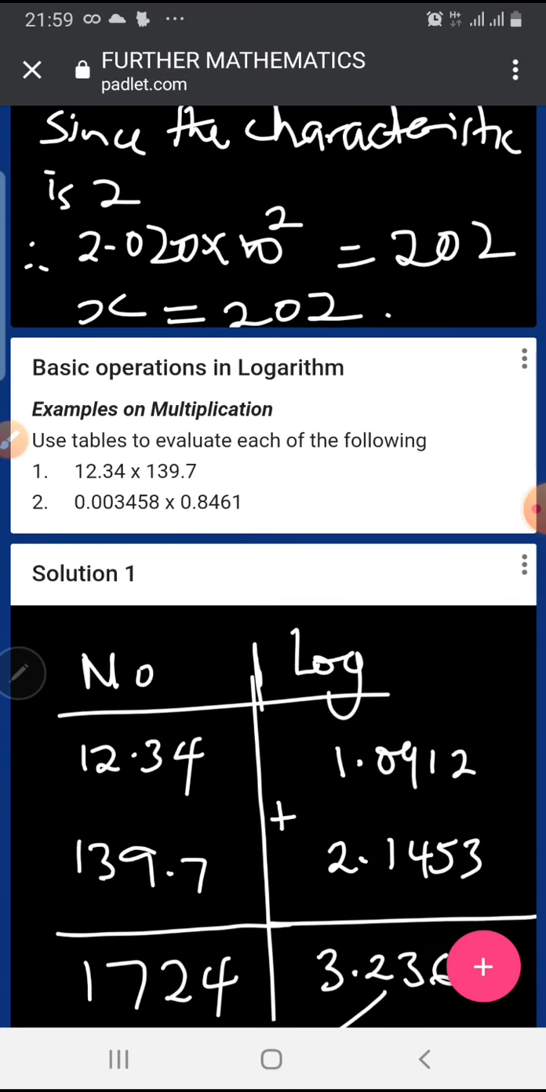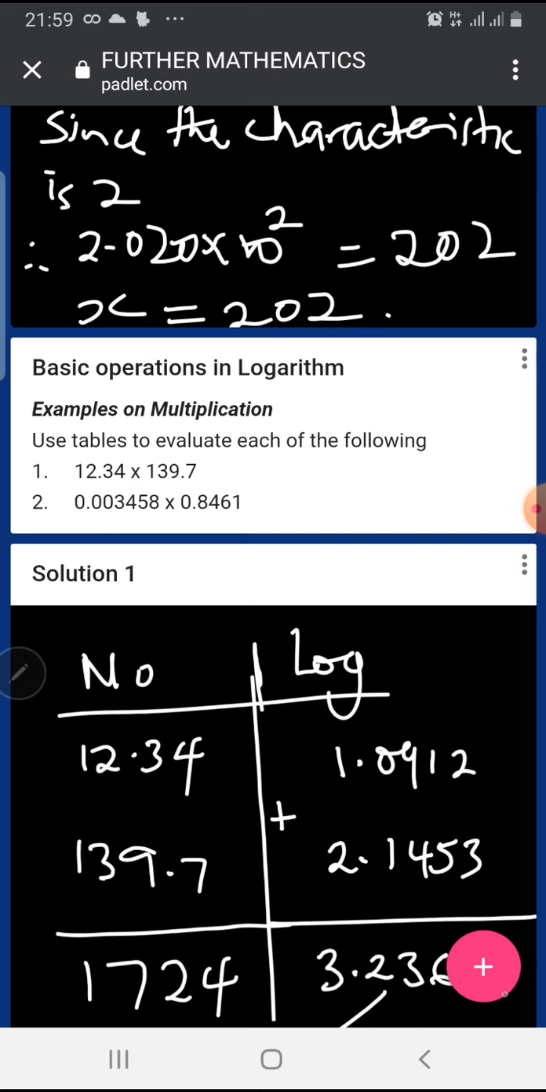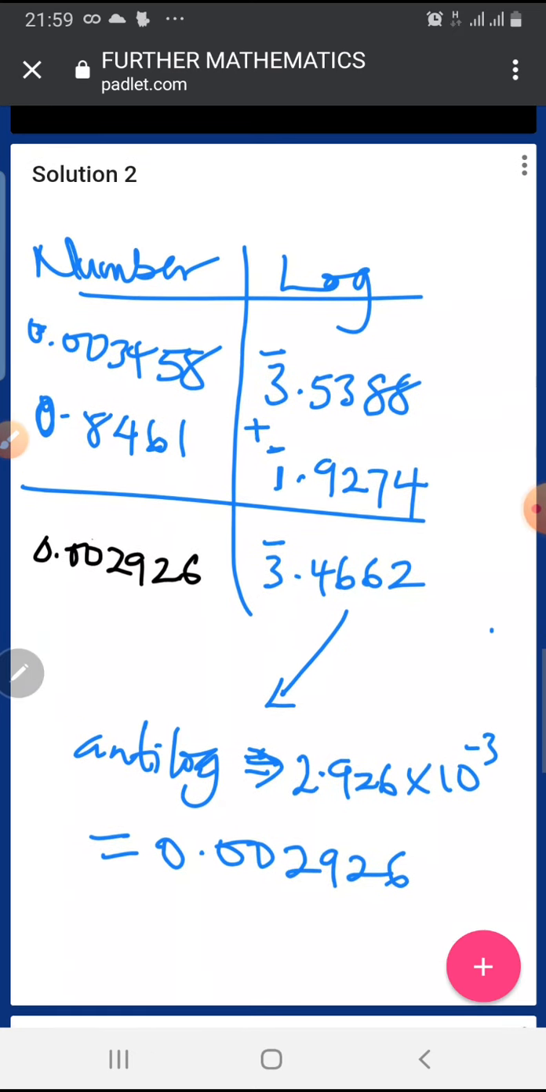Okay, now let's proceed. The solution to question number 2. Question number 2 says 0.003458 times 0.8461. Now let's look at the solution together. This is the solution.